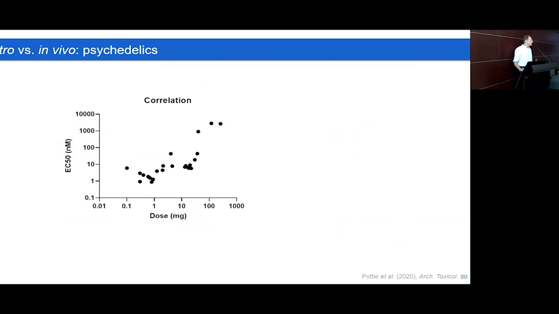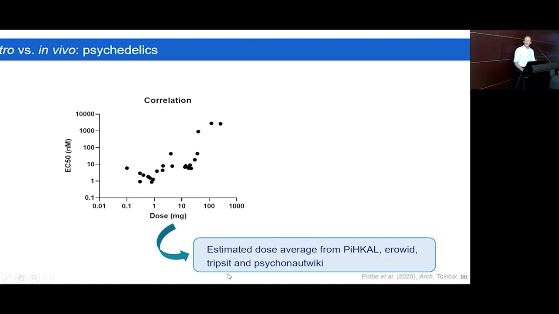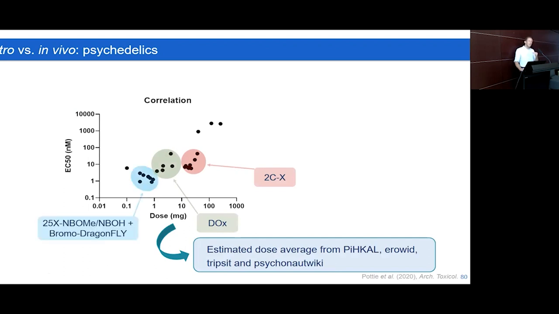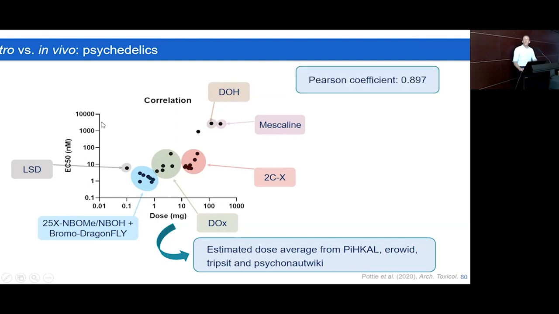Even more, if we look at the recommended dosages of these compounds on dedicated websites like PiHKAL, Erowid, and Psychonaut Wiki, and we plot those versus what we got in our assay as EC50s, then we got the 2CX compounds over here, slightly toward lower doses and lower EC50s, the DOX compounds, again lower EC50s and lower doses, and these more potent NBOMe compounds. This is LSD, and then there are also some less psychoactive compounds, or compounds for which you need to use more in order to have the psychedelic experience, DOH and mescaline. So again, this matched: higher doses required, and we also found higher EC50s in our assay. All in all, we got a pretty good correlation, indicating that for the psychedelics, we can really get a correlation with the psychedelic capability of these compounds.